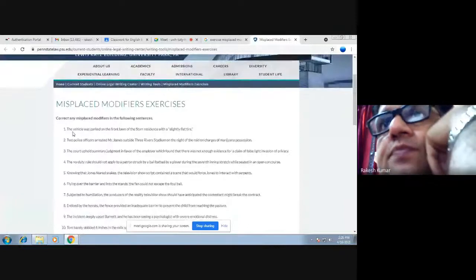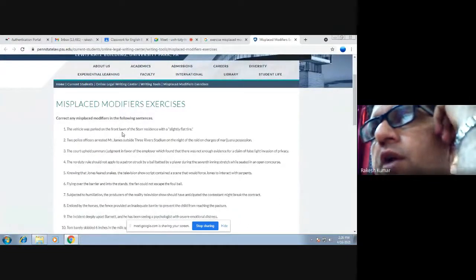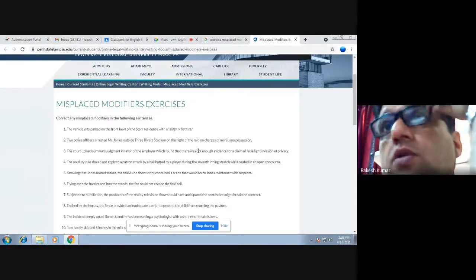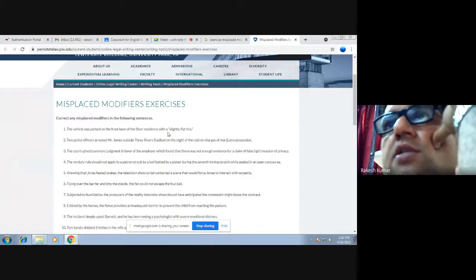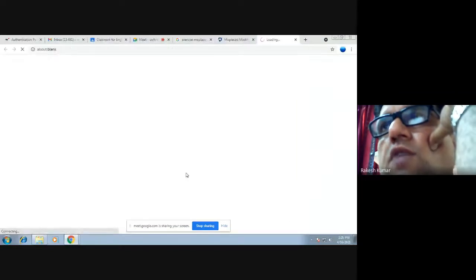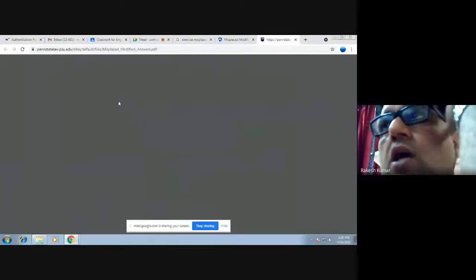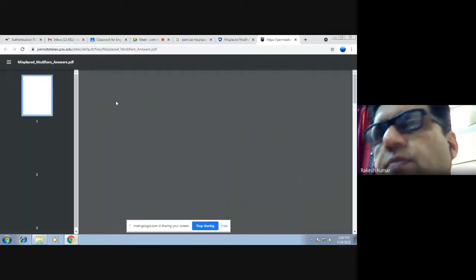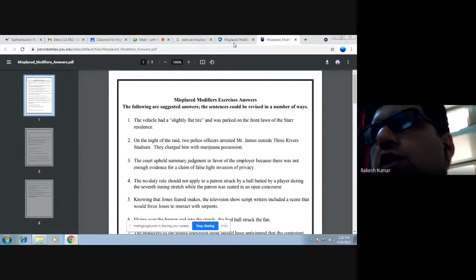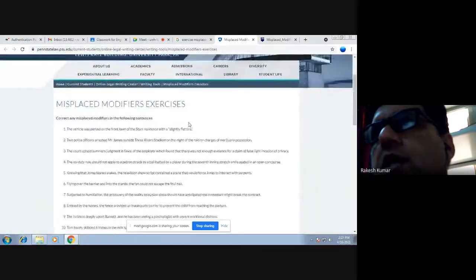We'll see. "The vehicle was parked on the front lawn of the Star residence with a slightly flat tire." So what do you think? Can we change something over here? Let me show you one of the answers, and you will see exactly how they have solved it. The vehicle had a slightly flat tire. So you see what has happened: they have brought this phrase, slightly flat tire, and changed its position.